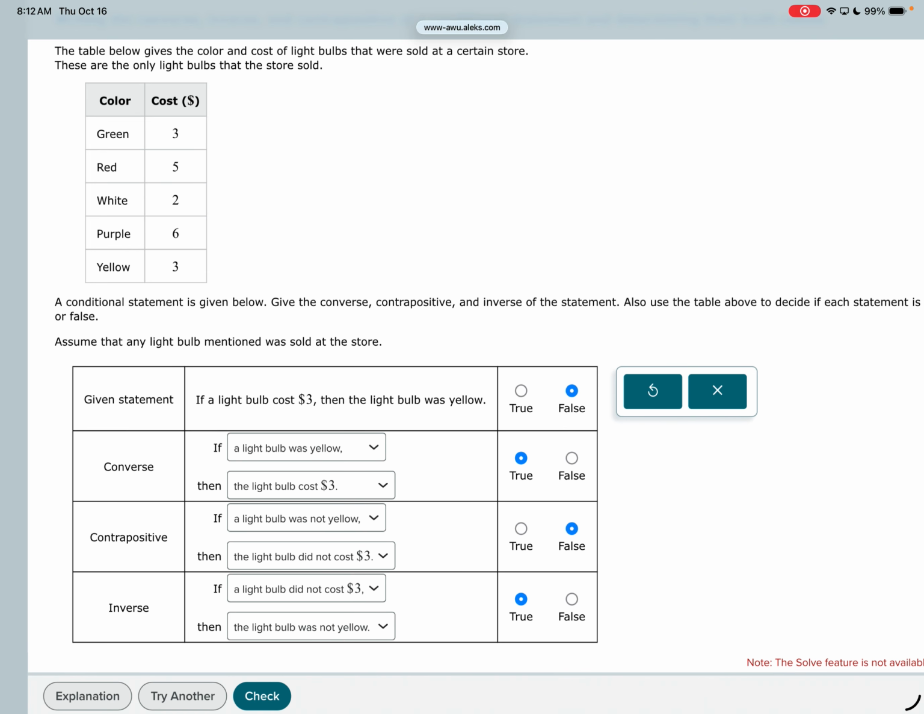My converse, if the light bulb was yellow, then it costs $3. That's going to be true. Yellow only has one price, and it's $3. The contrapositive, if the light bulb was not yellow, then the light bulb did not cost $3. That's not true because it could be green and it could cost $3.